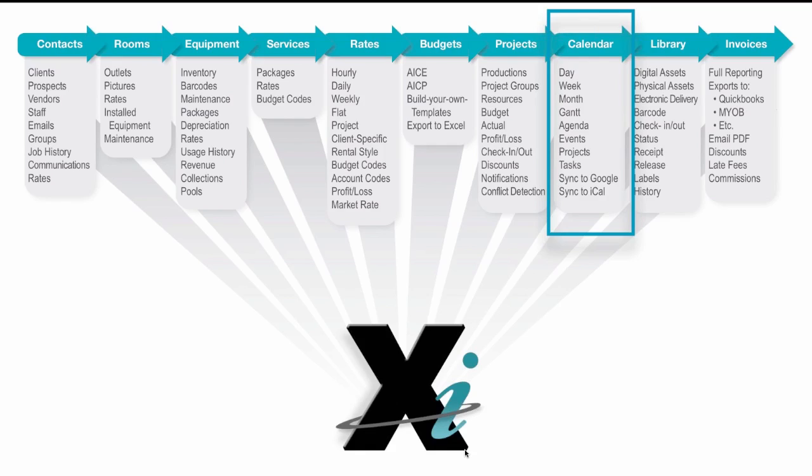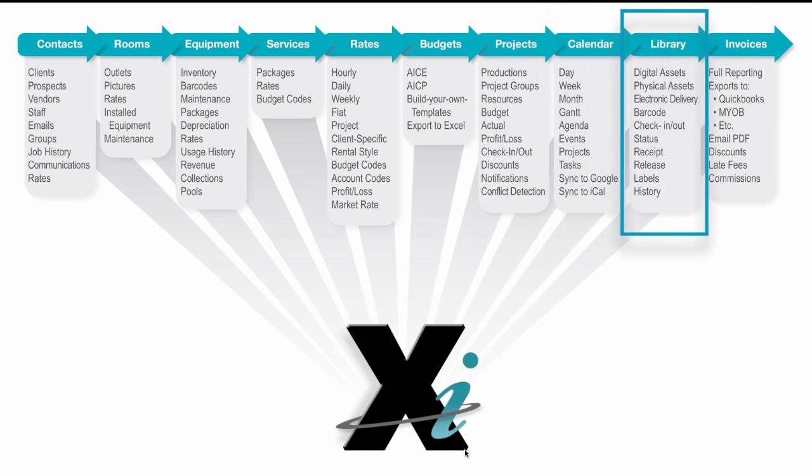And of course, the purpose of all of this is to create content. So there is a library module to track not only your digital assets, but your physical assets, as well as electronic delivery, barcodes, check-in, check-out of your physical media assets, statuses of that, as well as printing receipts, labels, and history of all of those as well.